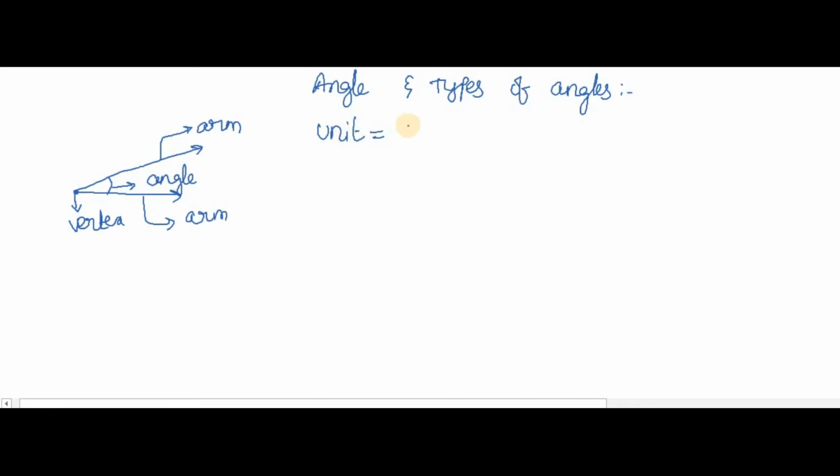The unit which is used to measure angles is called degrees. It is represented by a small o. And now we will see what are the different types of angles based on the numbers.